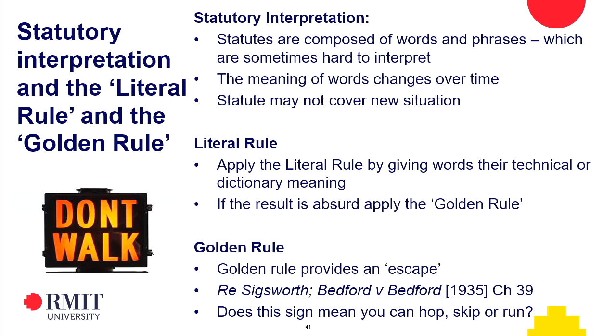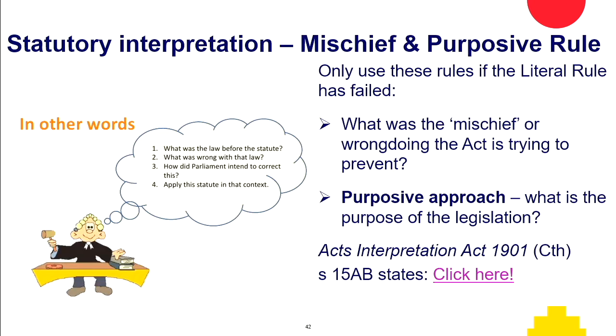Well, he was going to go to jail anyway, but the court interpreted that provision to say that that's an absurd result. You can't get access to that money under the Act because you're the one that pulled the trigger. So they interpreted that Act using the golden rule rather than the literal rule. In saying that, we've got some further principles that we use. Remember, literal first. If that doesn't work, golden rule.